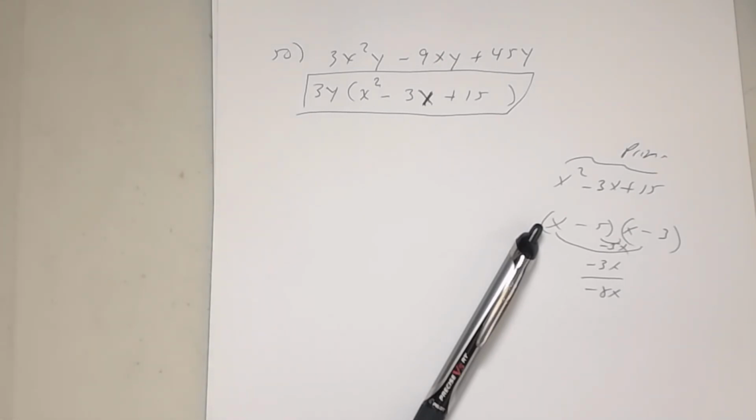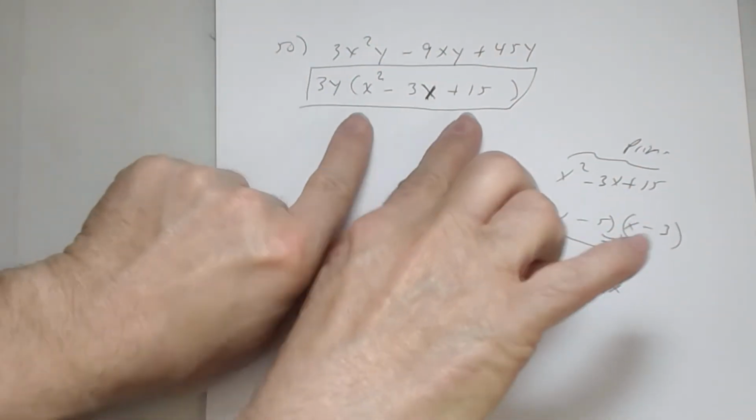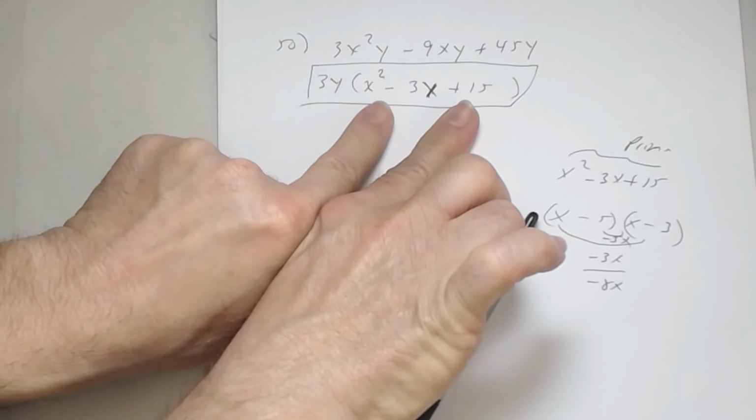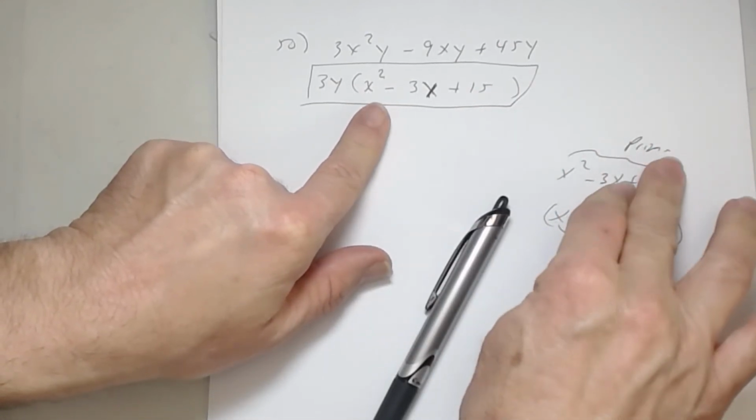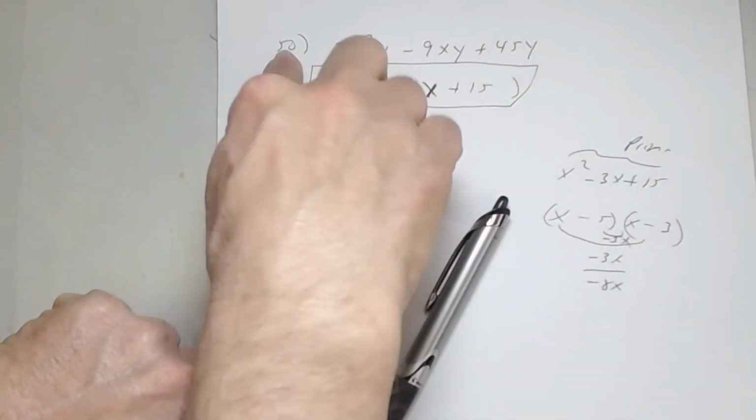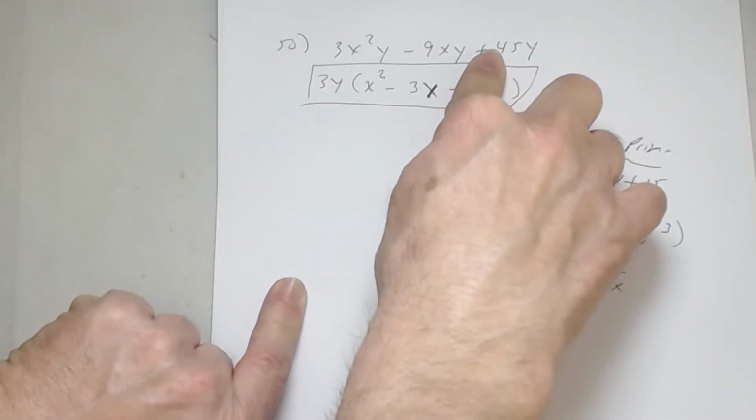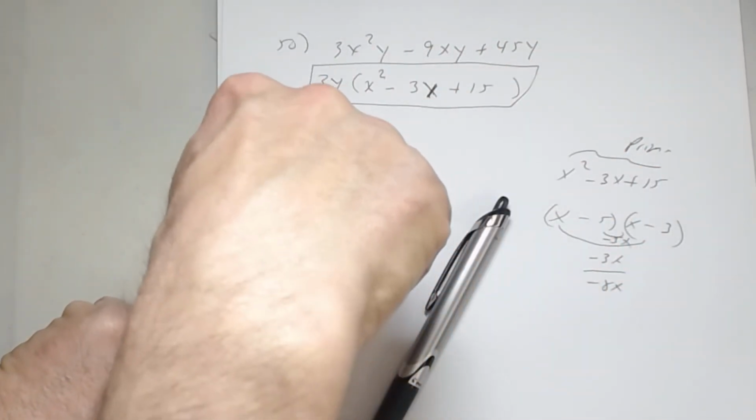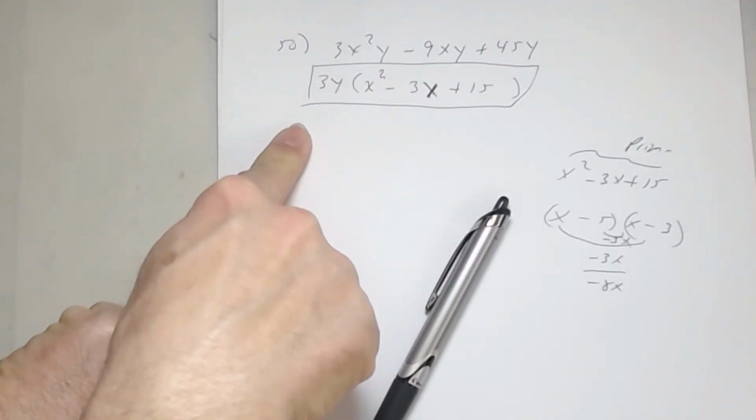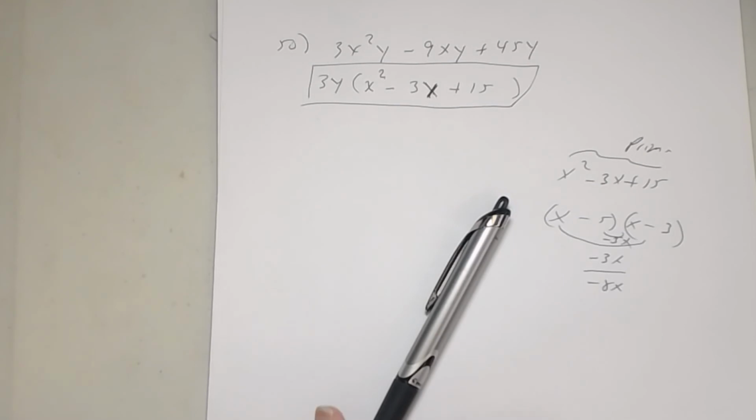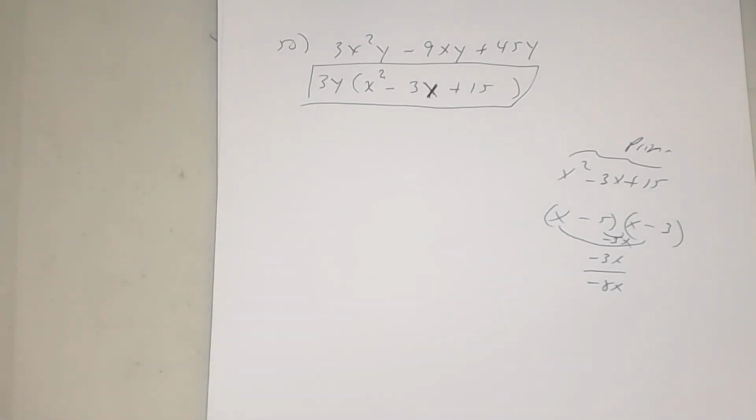Okay? Now, in every one we've done up to this point in this section, we were able to factor the trinomial. This is an example where we couldn't. So that trinomial right here is prime, but this polynomial we began with is not prime because I could take out a what? 3y. Okay?